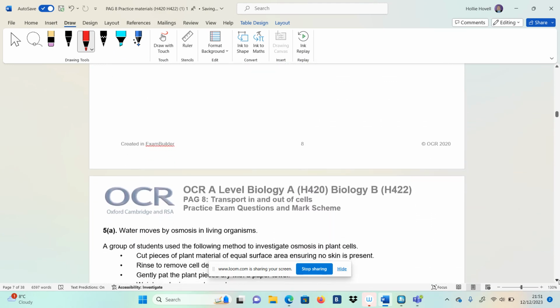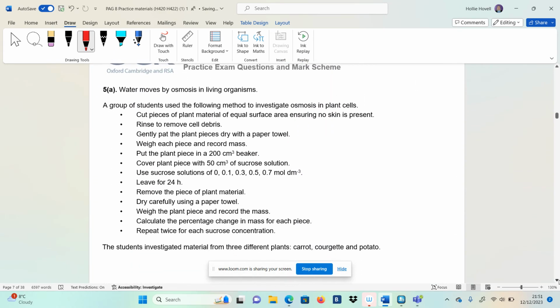Next question. Number 5. Water moves by osmosis in living organisms. A group of students used the following method to investigate osmosis in plant cells. They cut pieces of plant material of equal surface area, ensuring no skin was present. They rinsed it to remove cell debris. They gently patted the plant pieces dry with a potato towel. Oh, sorry, a paper towel. Potatoes on the mind. They weighed each piece and recorded the mass. They put the plant piece in 200 centimetre cube beaker.